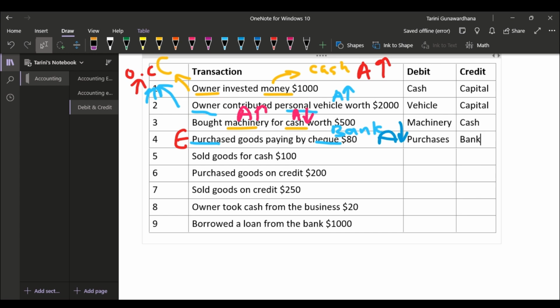Question 5 says sold goods for cash $100. Sold goods for cash. Sale is an income. An income is considered as a credit entry. So here we have sales. And we sell for cash, which means we gain money, and cash is an asset. Cash is an asset which is increasing because we get money. Asset increasing is a debit. So here we say cash.